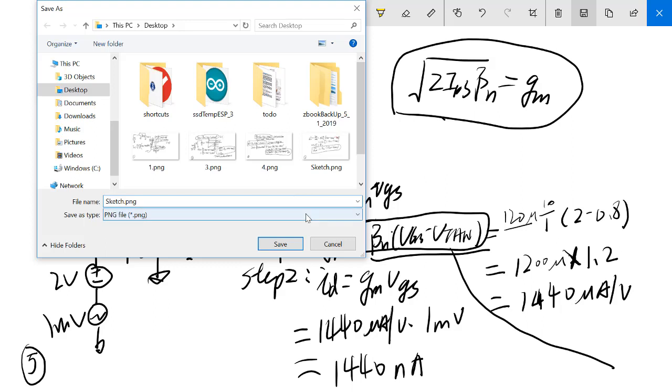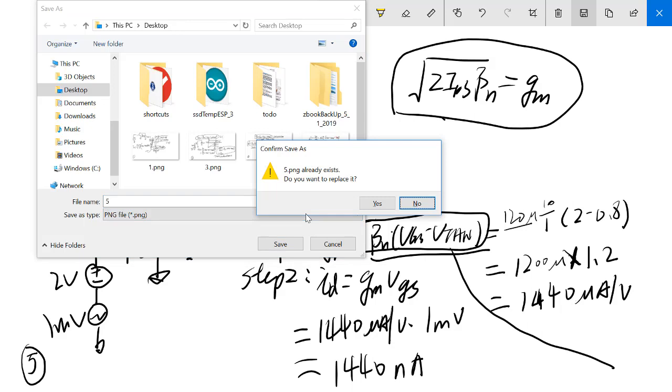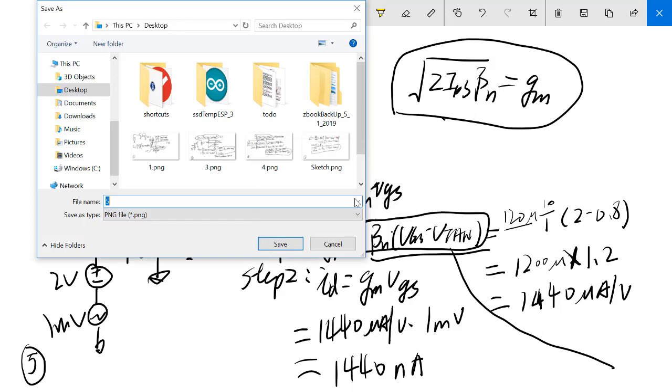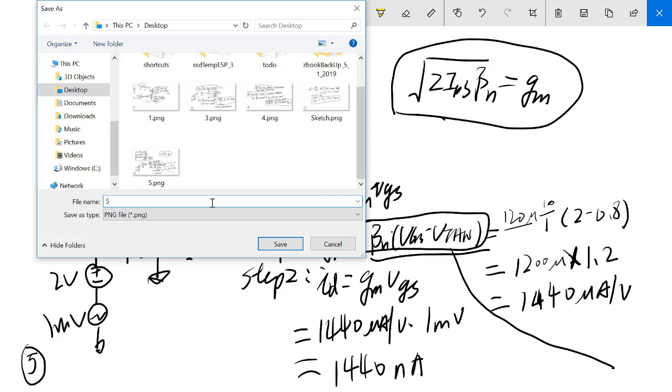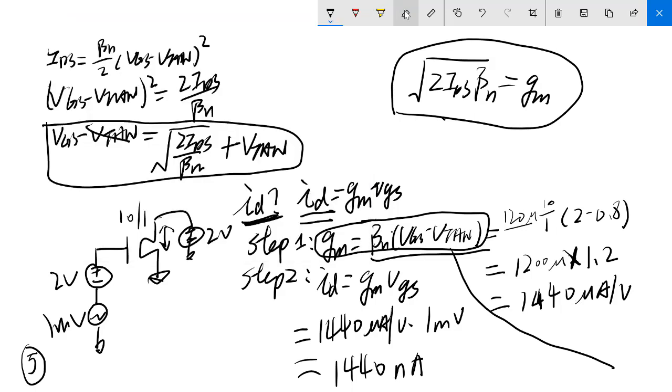Mm. 5, save. Whoa, do I have 5? I think so. Oh, I have 5 already. Oh, it's already saved. Never mind. Erase all.